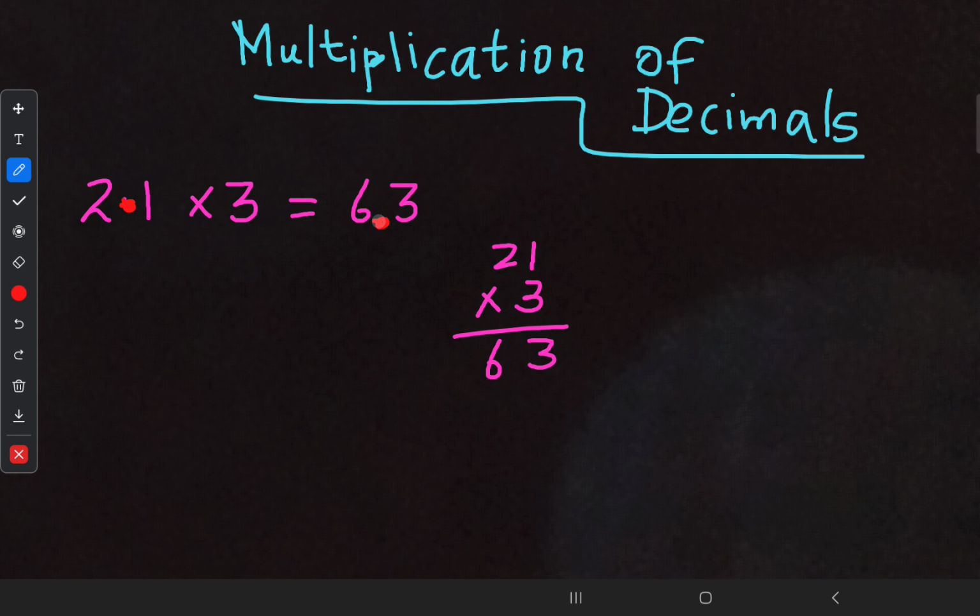I'll repeat once more what we need to do here. There is one digit after the decimal point, so in our answer also, we have to place our decimal accordingly, with only one digit after the decimal point. When we put the decimal at the end, there is nothing after it. When we place it here, it has only one digit after the decimal point. So this is the way you have to place your decimal in this case.